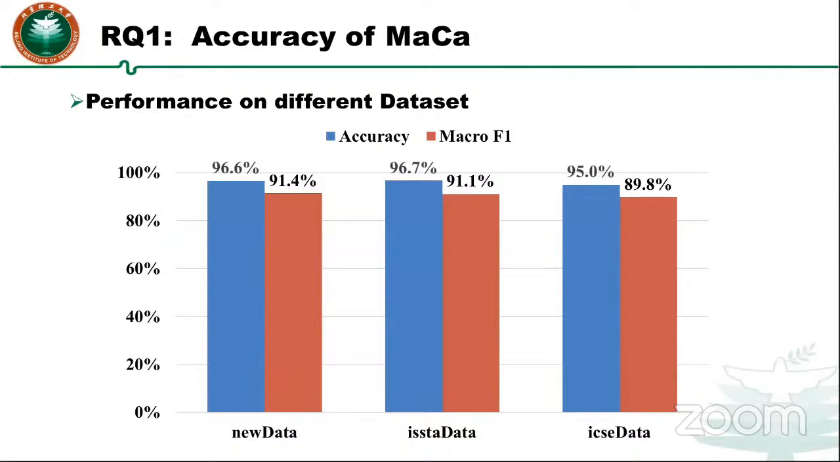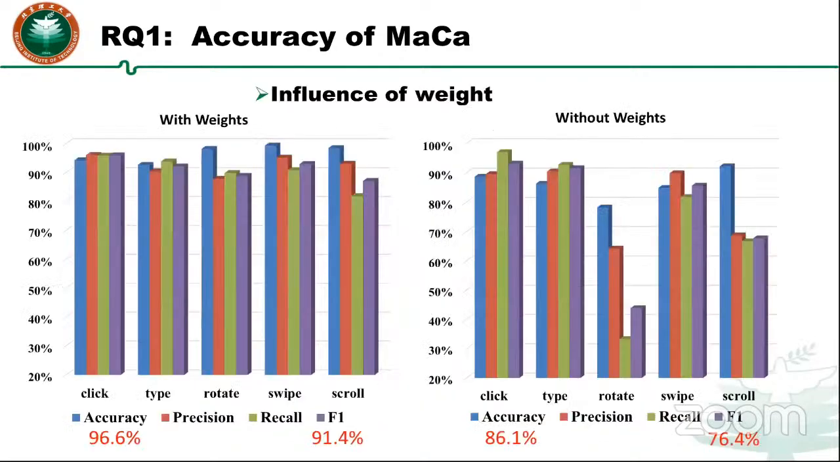We observed that training Maca with new data and testing on ISSTA data or EC data resulted in high accuracy. We also analyzed the performance on different categories. We observed that Maca was accurate for all the categories. The chart on the right is with the weights removed. We could find that removing the weights resulted in a significant reduction in accuracy on small-number categories, such as rotate.